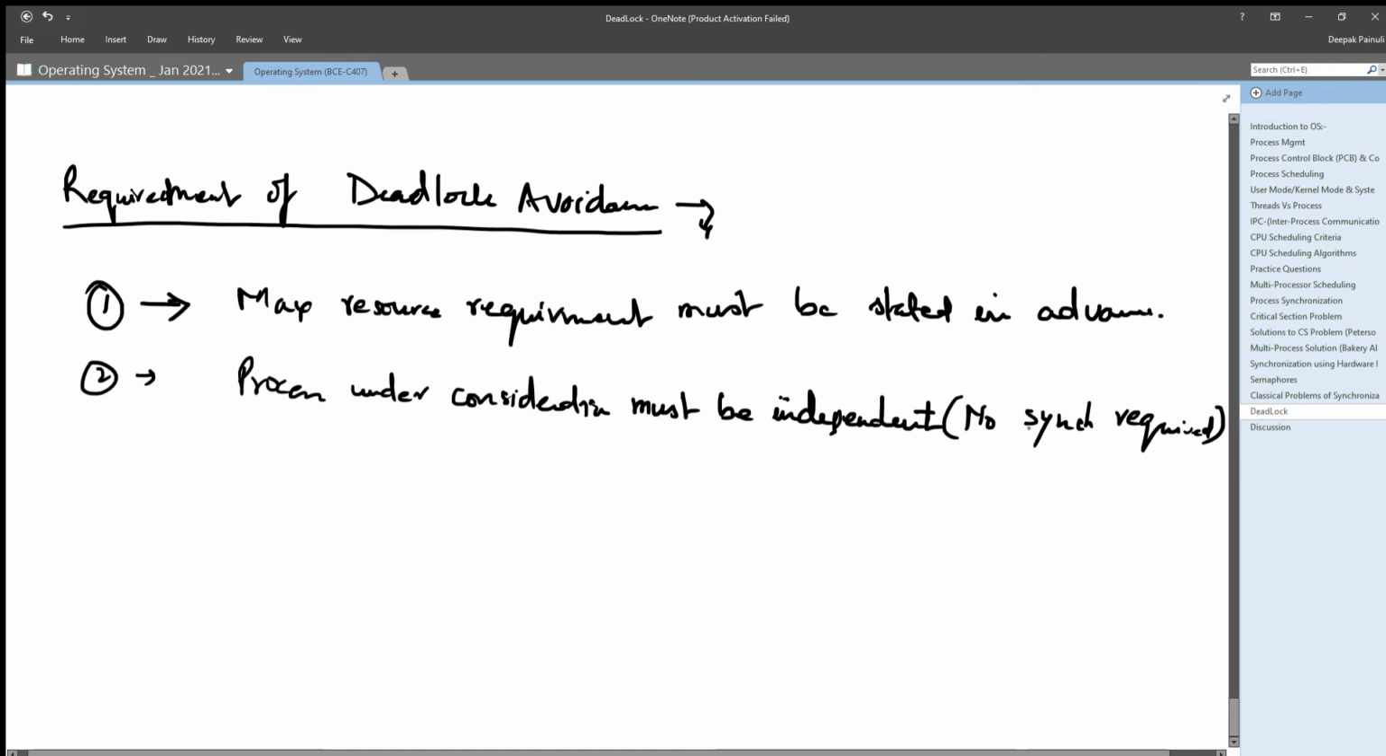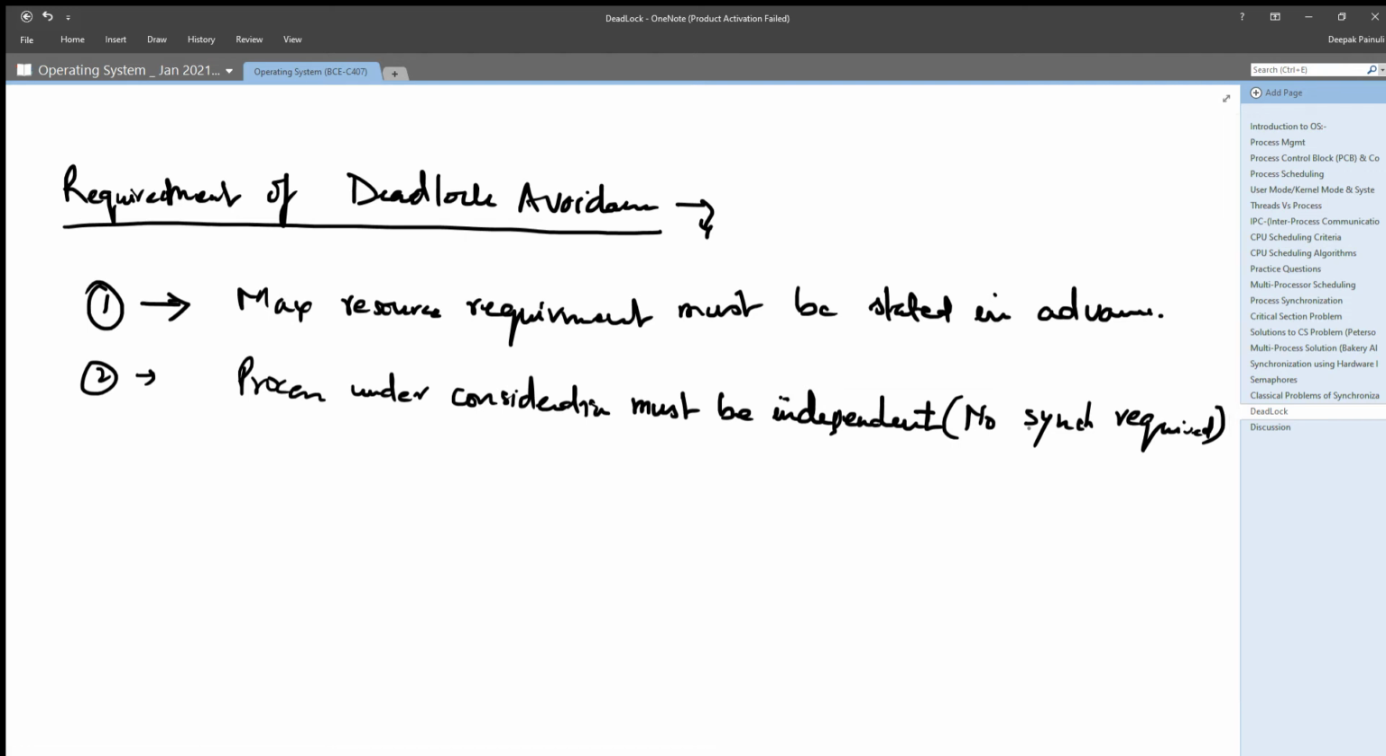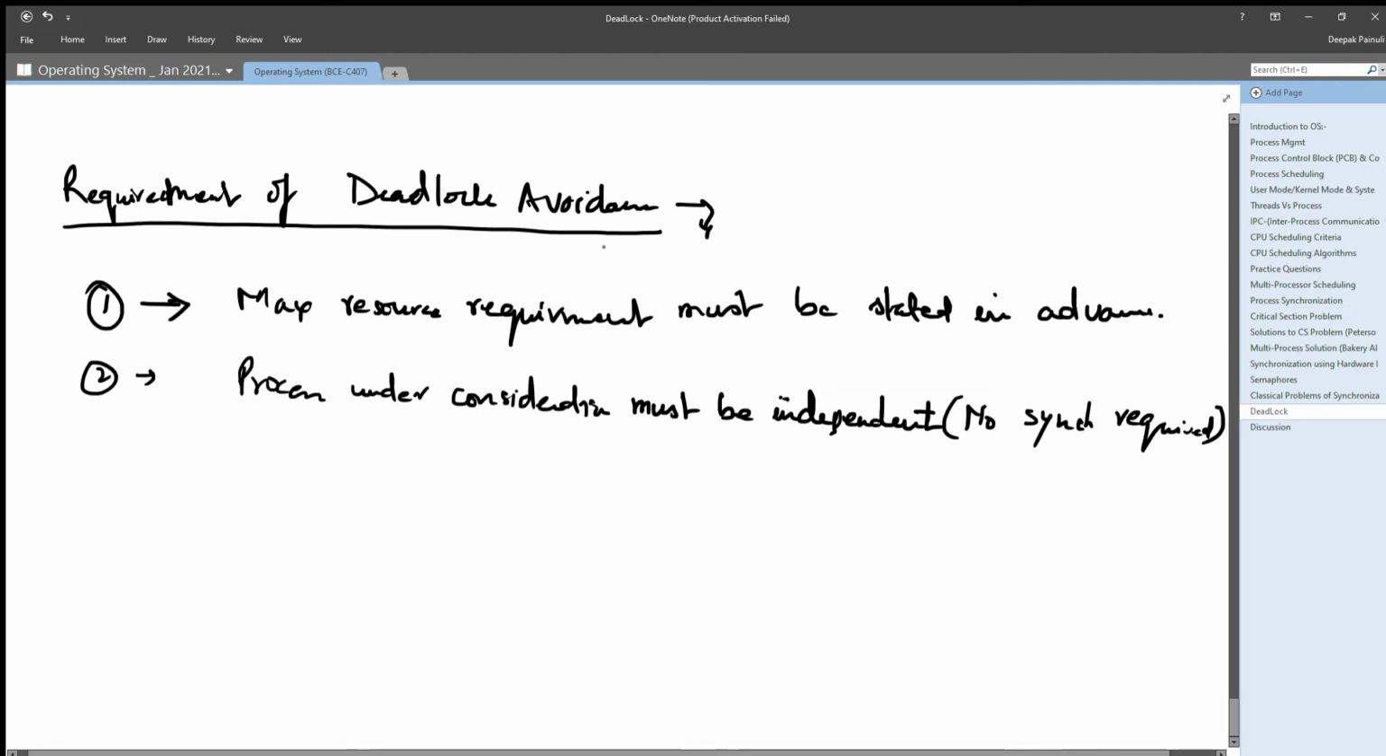So for generating a safe sequence, all the processes under consideration must be independent, because if they are cooperating, they need synchronization, right? And if we are providing synchronization, we cannot generate a safe sequence, right? That's why the second requirement of deadlock avoidance is that processes should be independent, and only then can you generate a safe sequence, right?